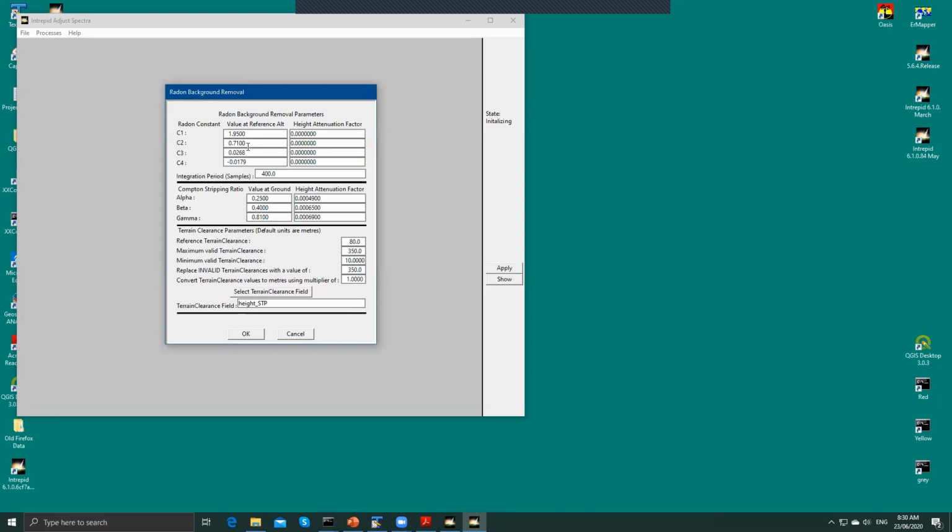If you go into the theory of radon removal, I'm sure you have all the papers for Minty somewhere there. There is a description of this C1 to C parameters. Yeah. I don't change them. I tried once and I don't change them. So background the radon. Oh, hold on.